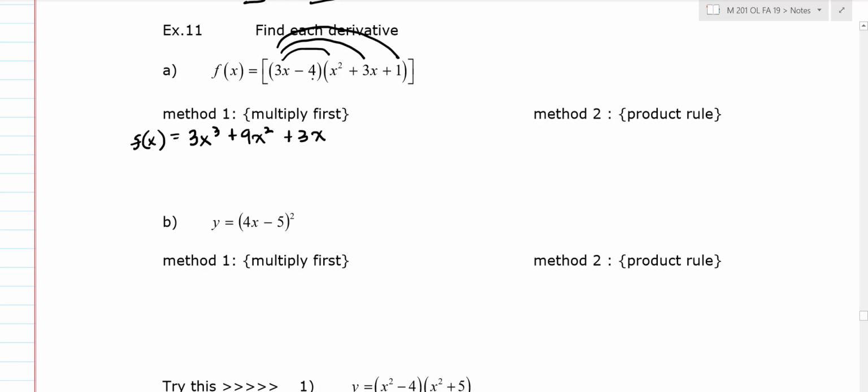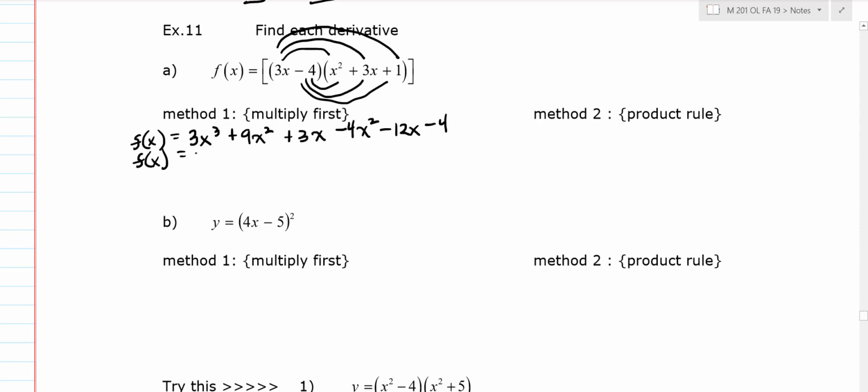You can now go to this negative 4. You have negative 4x to the second. Negative 4 times 3 is negative 12x. And negative 4 times 1 is negative 4. So that's how that gets put together.